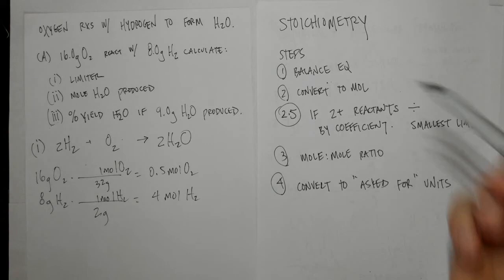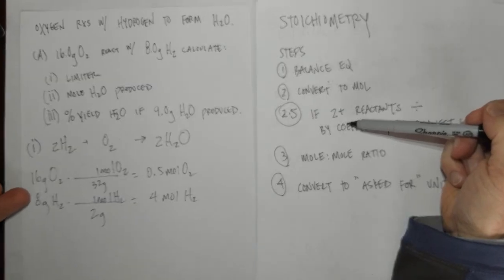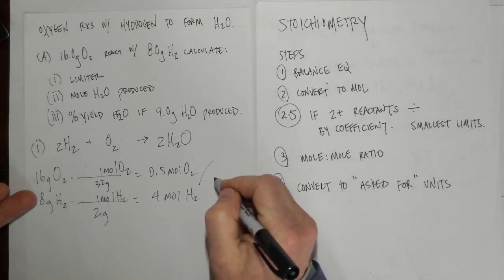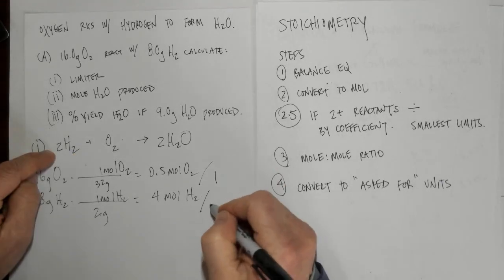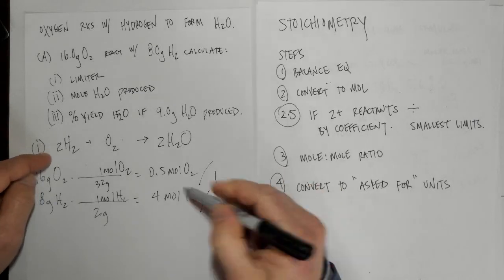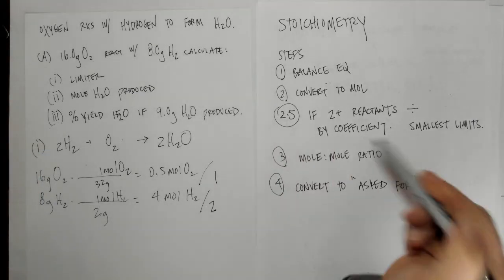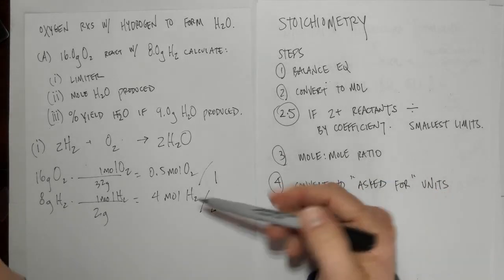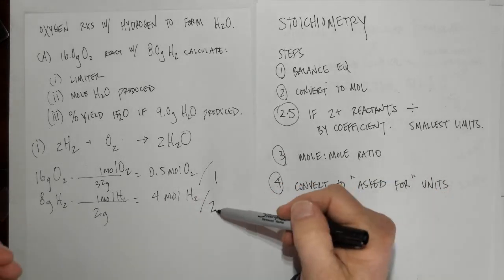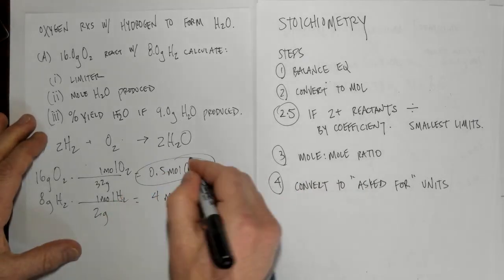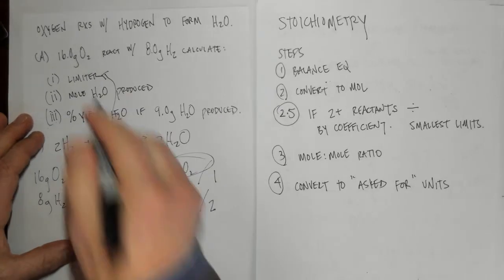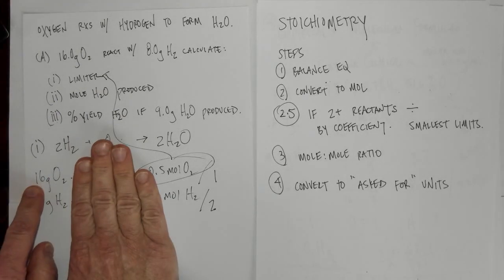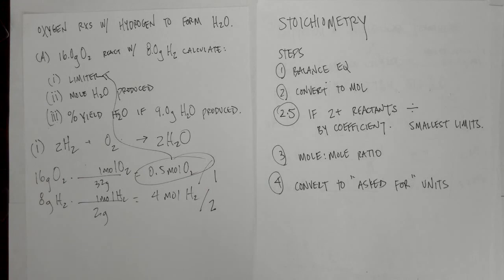Now I have to take my 2.5 step right here and decide which one is the smallest. So I divide this one by 1, divide this one by 2, and it turns out that you don't really actually have to do the math. You just have to decide which one would be the smallest when I do this division. 0.5 divided by 1 is going to be smaller than 4 divided by 2, so my limiter is O2. So that answers my first question. And notice, even though I had more grams of oxygen to start with, it still ended up being my limiter.